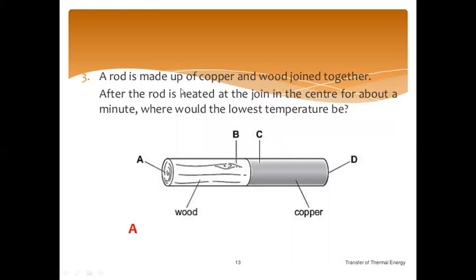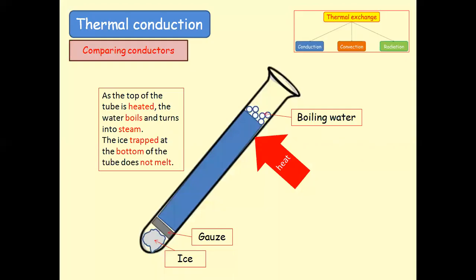Now, second question. A rod is made up of copper and wood joined together. After the rod is heated at the joint in the center for about a minute, where would the lowest temperature be? As you see, this is copper metal, and here we have wood. Which point will be the lowest temperature? For sure, it will be A. So B is a higher temperature than A. Wood is an insulator. So for sure, the lowest temperature will be at A.